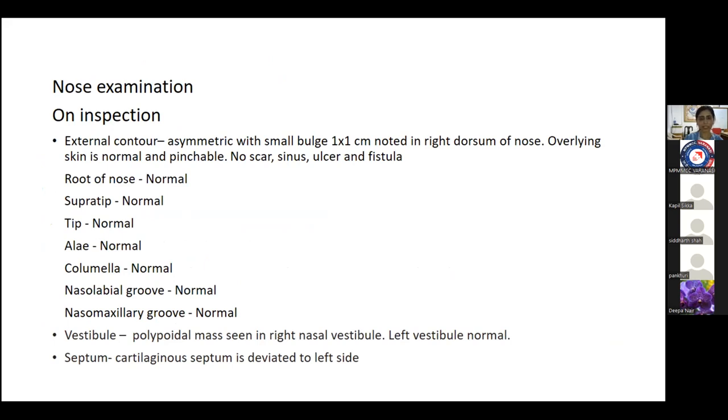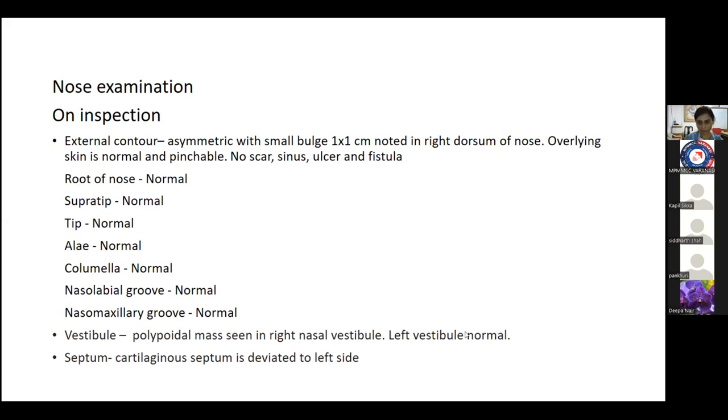1 into 1 centimeter, noted on the right side of the dorsum of the nose. The overlying skin was normal and pinchable. There was no scar, sinus, ulcer, or fistula. The root of the nose, supratip, tip, alae, columella, nasolabial groove, and nasomaxillary groove appear normal on inspection.